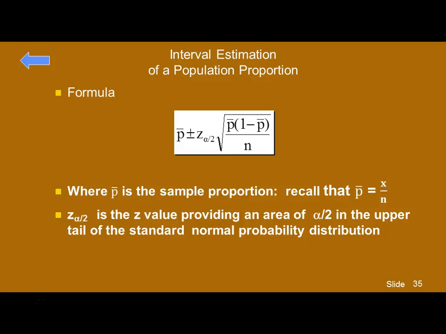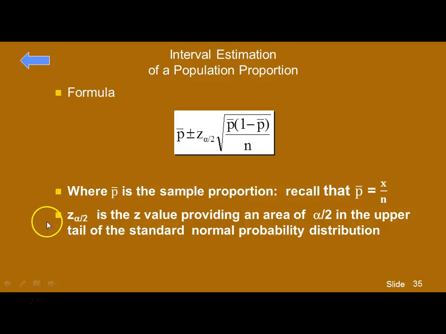Fairly similar to when we didn't know the population standard deviation for means, we had to use the sample standard deviation. Now don't forget P bar is the sample proportion. Recall that P bar can be simply calculated as x divided by n. X items that have the characteristic we're interested in out of a sample size of n. If I took a sample of 500 voters and 300 of them favored a particular candidate, then 300 would be x and n would be 500. 300 over 500 would be 0.6 for our value of P bar.